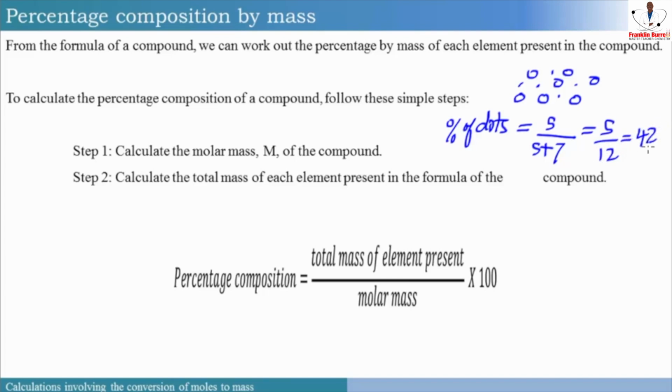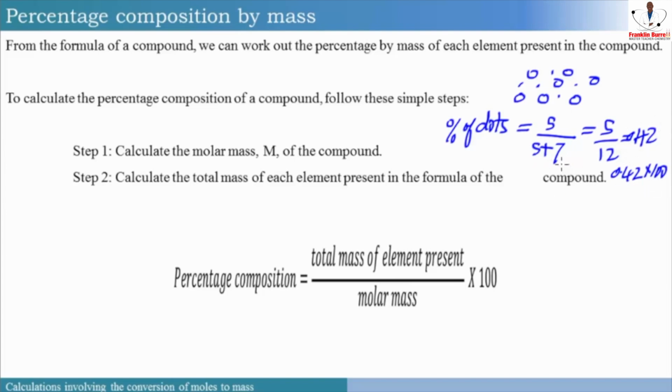42%. Because I would get 0.42. And then this 0.42 you must multiply by 100 because you want percentage of dots. So suppose you wanted percentage of balls present. Then that would be now 7 over the total of dots plus balls times 100.